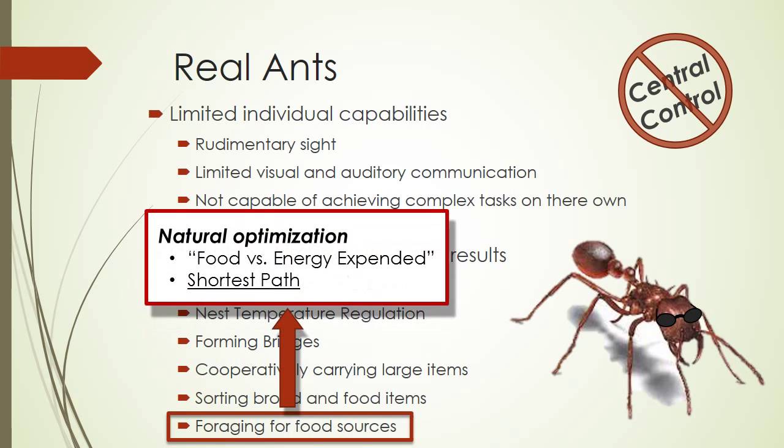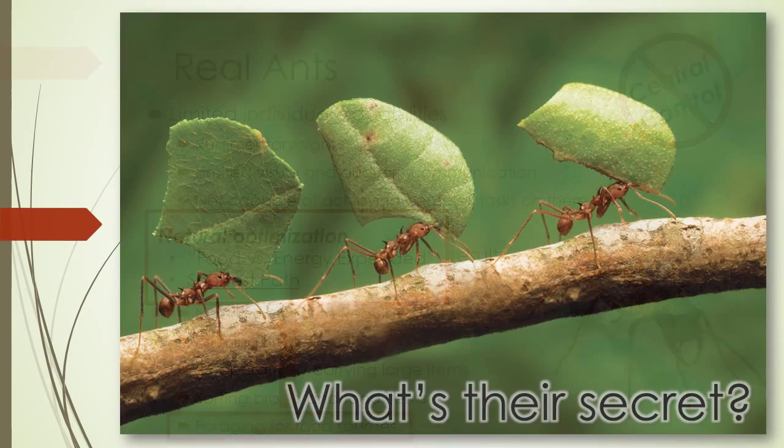And that's because in the foraging for food, emerges a type of natural optimization, wherein you are trying to balance the food that you're gathering against the energy that you're expending to get that food. And this leads to the creation of the shortest path between the nest and the food source. So what is the secret of this impressively complex behavior from these relatively simple individual agents?